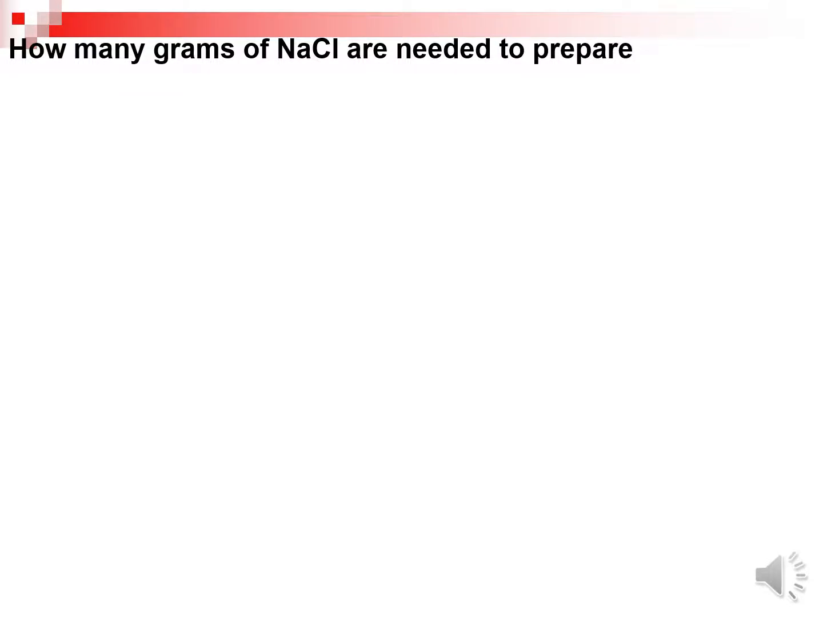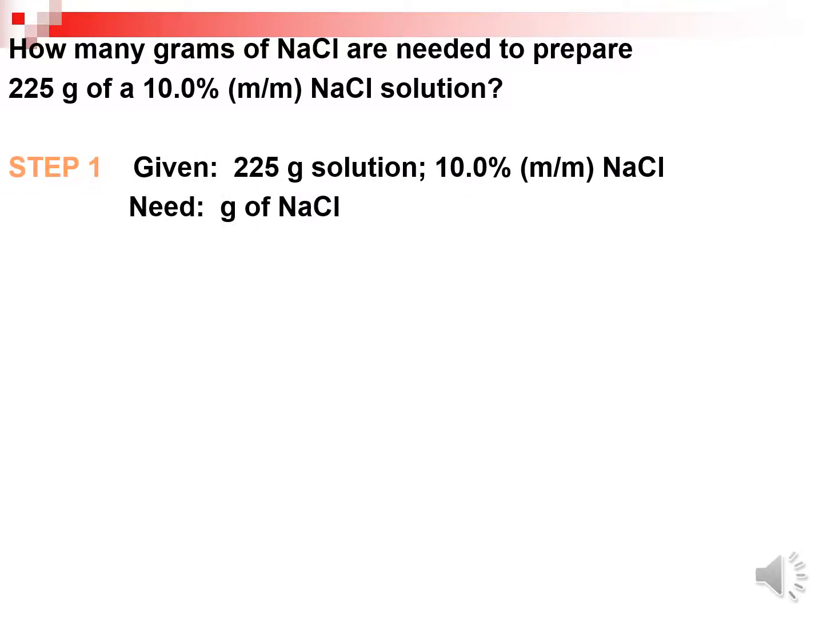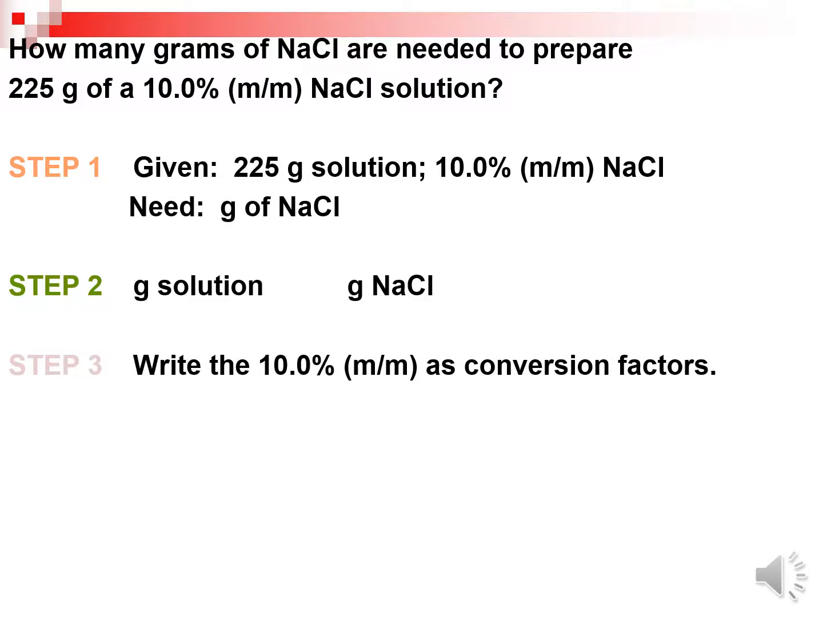So now we can use these conversion factors to solve some problems for preparing solutions. Let's say I want to prepare 225 grams of a 10% mass over mass NaCl solution. I want to make 225 grams of solution, and my concentration needs to be 10% mass of NaCl over mass of solution. I need to find out how many grams of NaCl, and so I want to go from grams of solution to grams of NaCl.